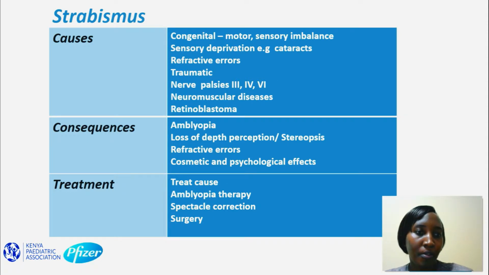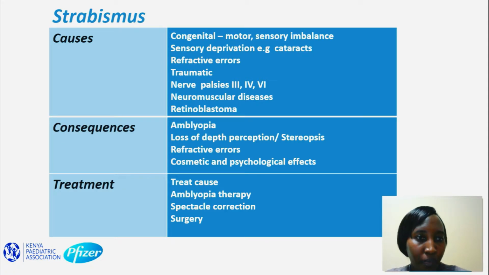Consequences of strabismus. Most people feel like strabismus is a normal thing and doesn't need to be treated. But of importance, as he had said before, it can result in amblyopia, and if this is not treated in time, you get permanent visual loss. The other complication of strabismus is a loss of depth perception. For one to develop depth perception, you need the two eyes to work together.